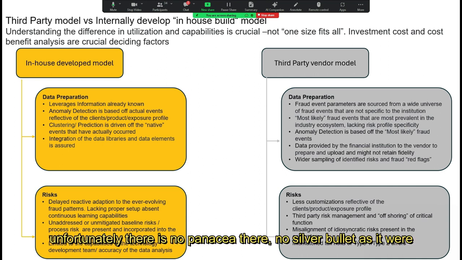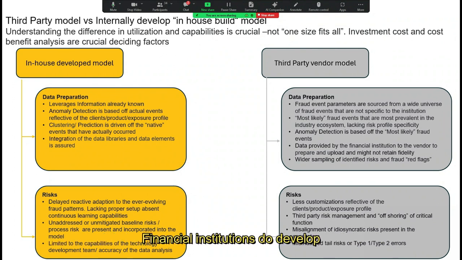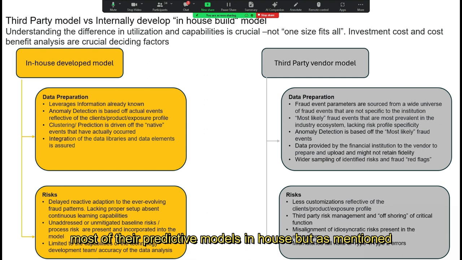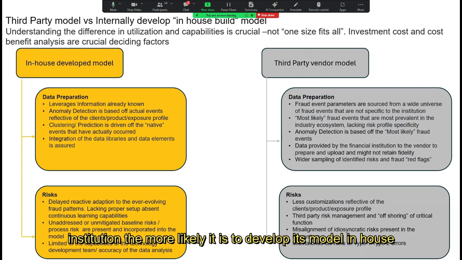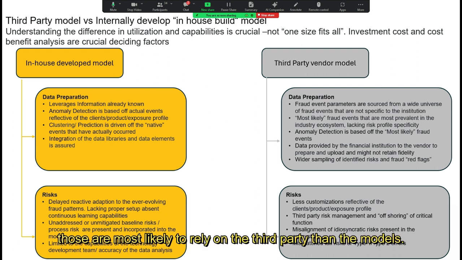But unfortunately, there is no panacea, there is no silver bullet, as it were. Financial institutions do develop most of their predictive models in-house, but as mentioned, third-party vendors have a distinct and defined role to play in challenging the in-house developed models. The rule is, the more complex and the bigger the financial institution, the more likely it is to develop its model in-house. And obviously, when we talk about community banks, those are most likely to rely on third-party vendor models.